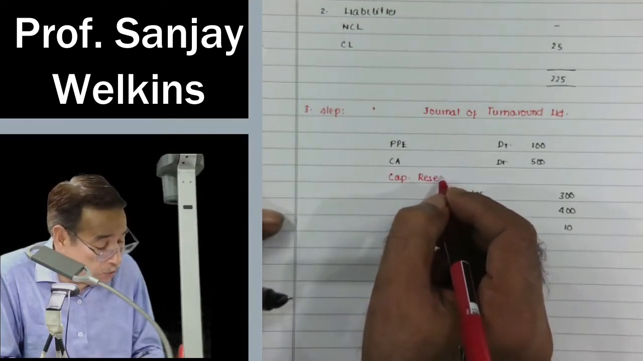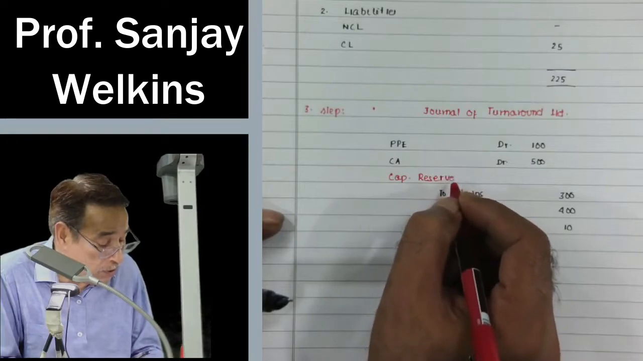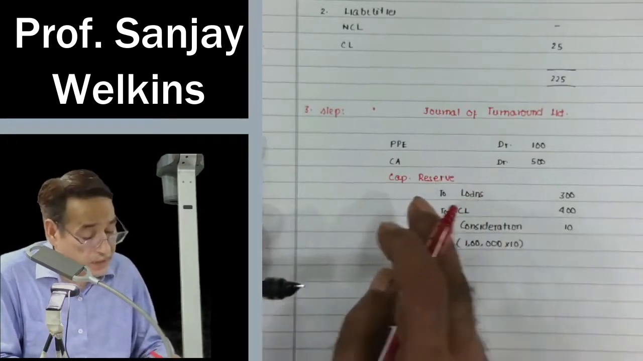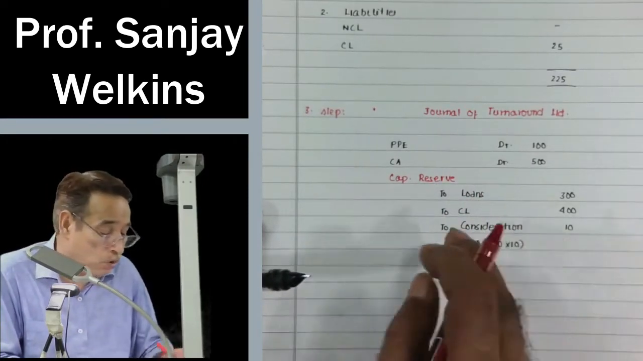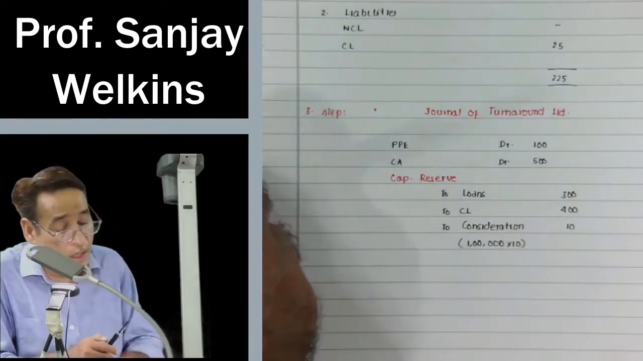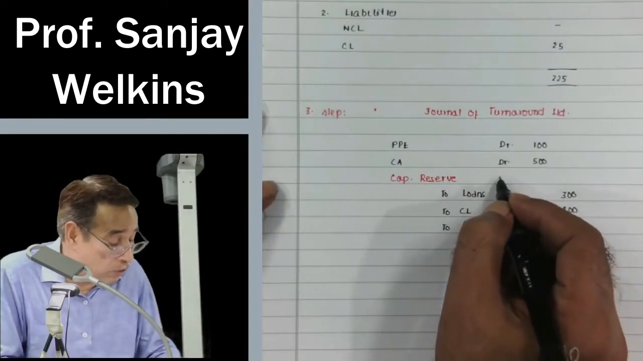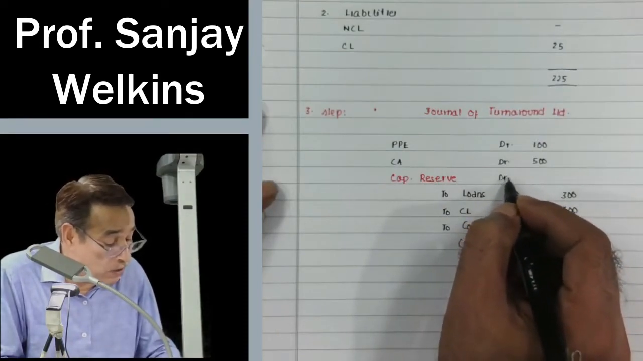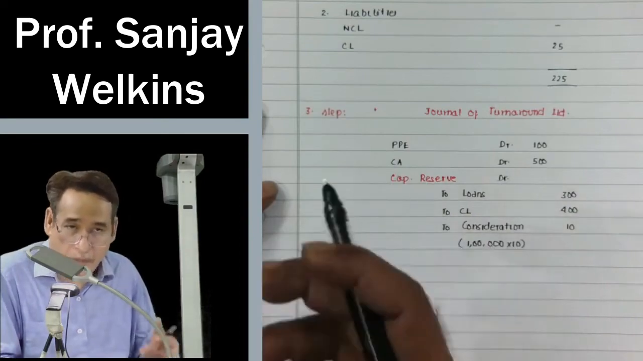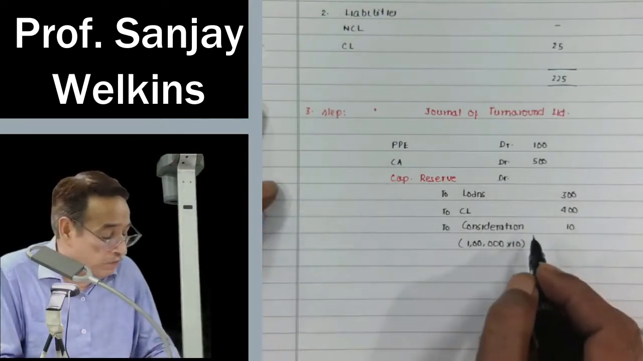I am not writing goodwill. Time and again I am saying so, because in modules you might see the word goodwill being written, but I told you earlier why. Because as per Appendix C, no new asset should be recognized. So if I write goodwill, it means I am recognizing a new asset. Although a debit balance of capital reserve is synonymous with goodwill.